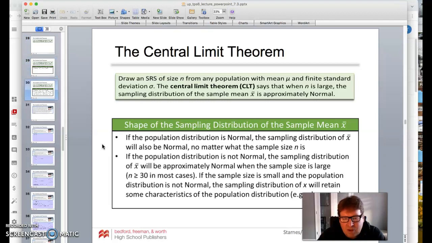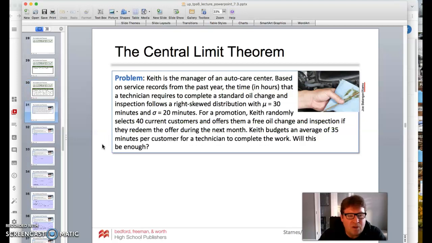If the population distribution is not normal, the sampling distribution will be normal when sample size is large. So what do we say by large? If it's bigger than 30 is kind of the idea. If the sample size is small and the population distribution is not normal, the sampling distribution will retain some characteristics of the population, like skewness. But if we're getting over 30, we're going to say it's normal.